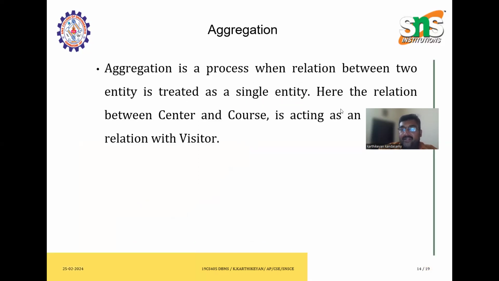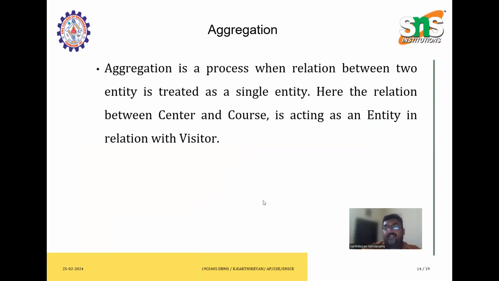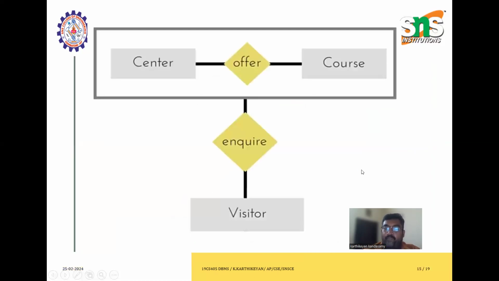This is aggregation. Aggregation is a process in which the relationship between two entities is treated as a single entity. The relationship between center and course is acting as an entity in a relationship with visitor. So the center offers the course, with inquiry and visitor. One group is treated as a whole, as in the example.